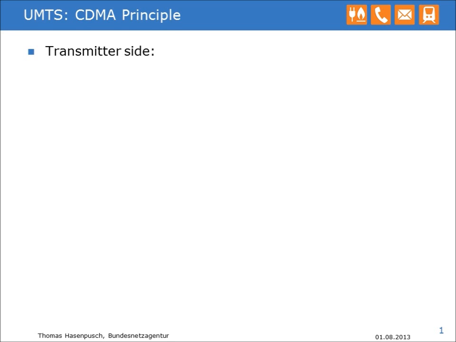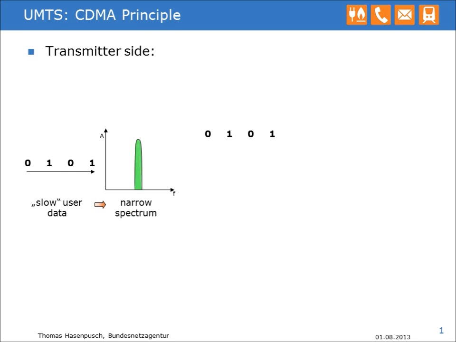The transmitter side gets, in this example, 4 bits that we want to transmit. This is what we call slow user data. It's relatively slow compared to what we are going to transmit, and this slow data will result in a narrow bandwidth.